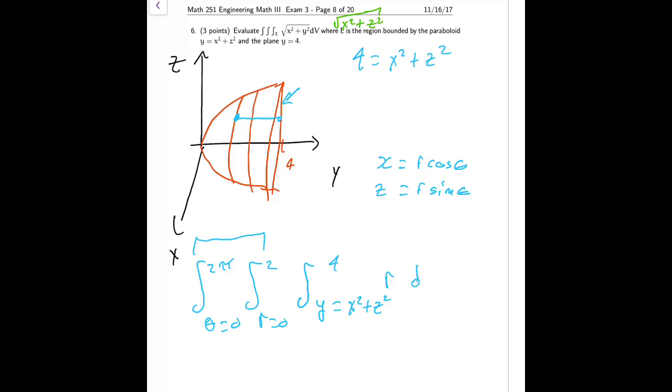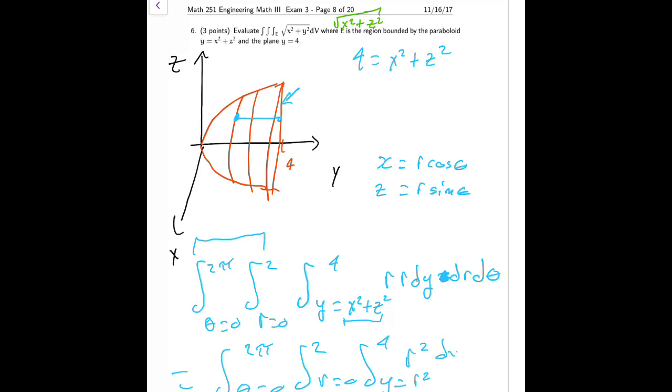Now you have the dy, and then dr d theta. Remember it's r dr d theta, but we don't want to write the r there, we want to write it here. So in other words, this is the integral, theta equals 0 to 2 pi, r equals 0 to 2, y is equal to x squared plus z squared, which is r squared, to 4, r squared dy dr d theta.